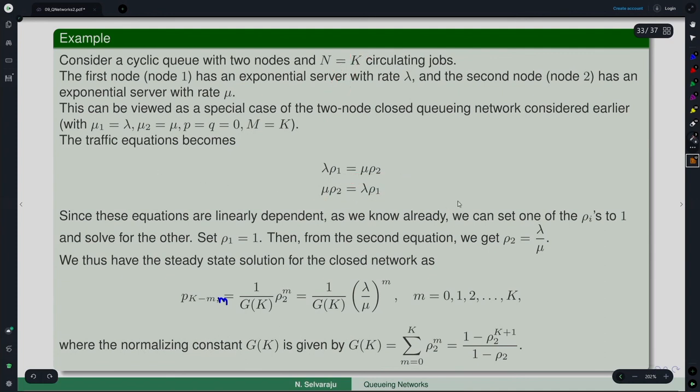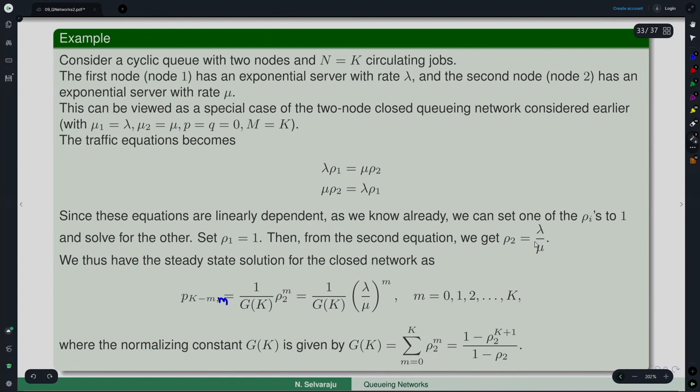Now, you can see the traffic equations become just two quantities, and it is the same equation that you are getting. So, there are two unknowns and one equation, which is what happens in the general case as well. So, we can set one of them: rho 1 we pick to be 1. So rho 2 then becomes lambda by mu, if you substitute from here.